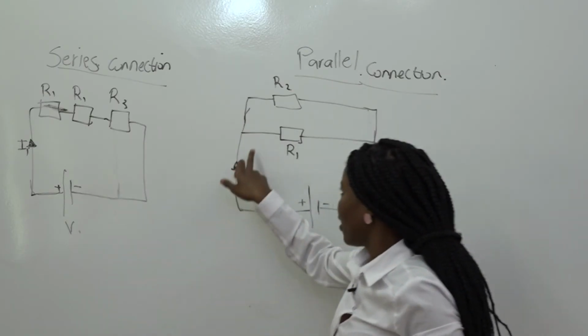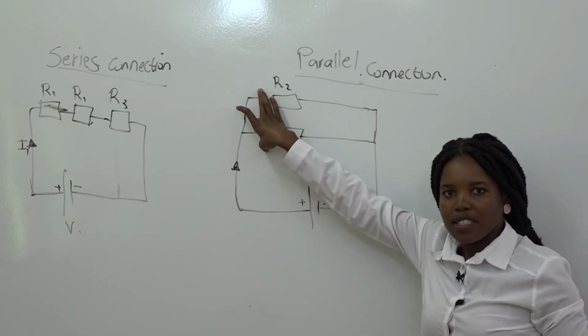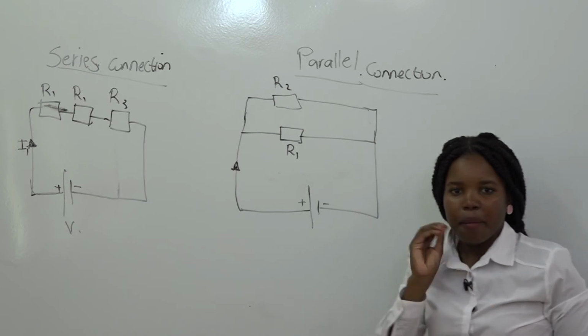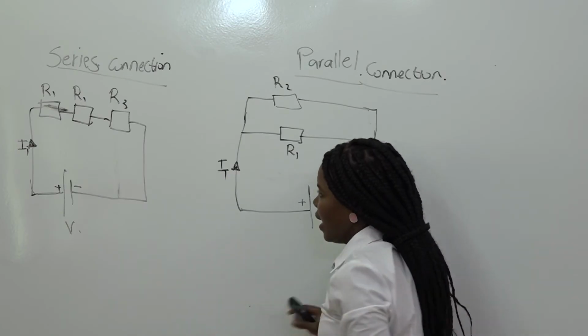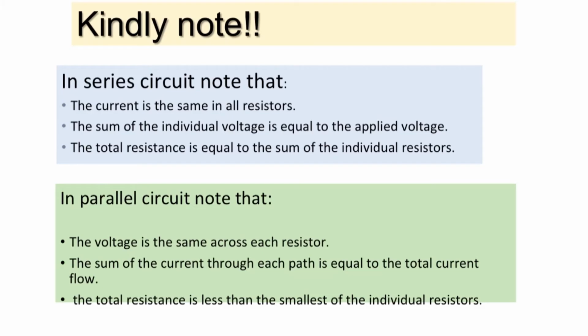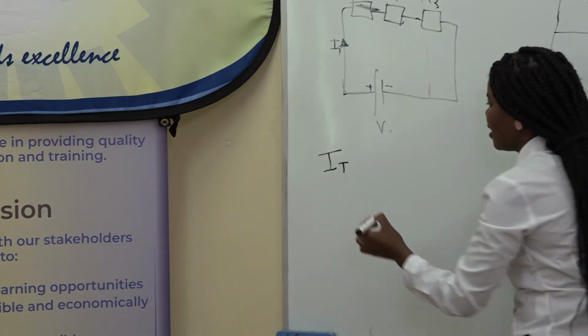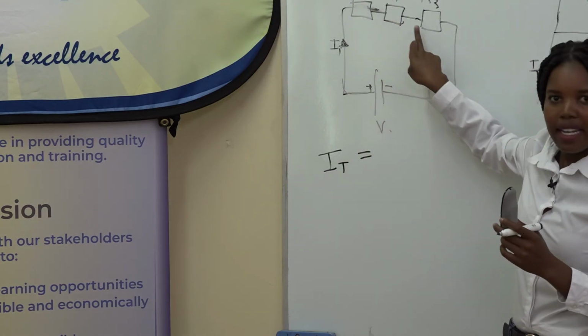So if you check our diagram, we have two paths in which current flows. That is why we say it's a parallel circuit. This is our IT, and we also have our IT. We must kindly note that in a series circuit, the current is the same in all resistors. The current is the same, which means your IT, which is your total current, is equal to, remember I said we have R1, R2, and R3.